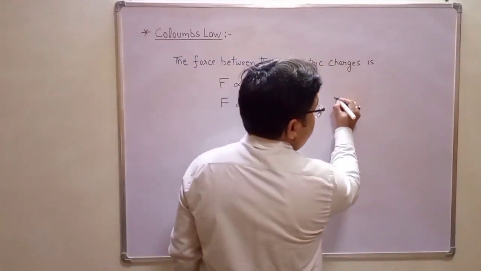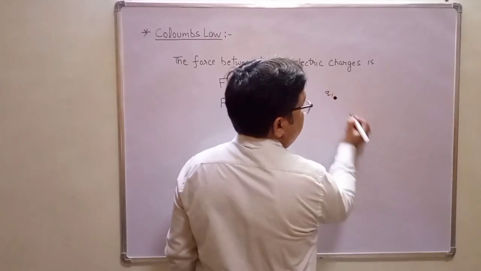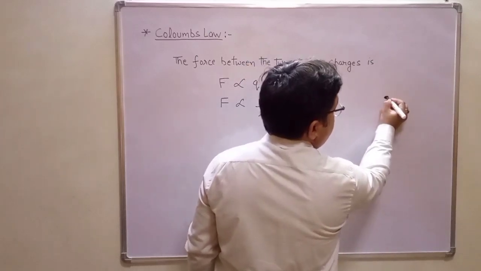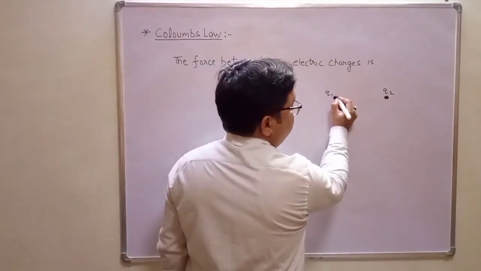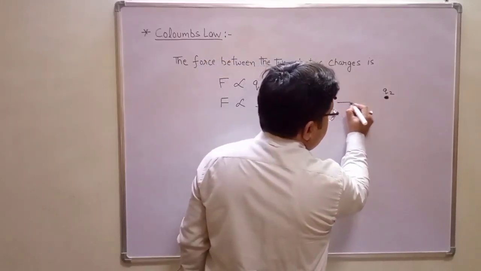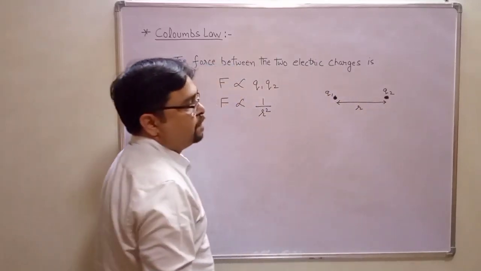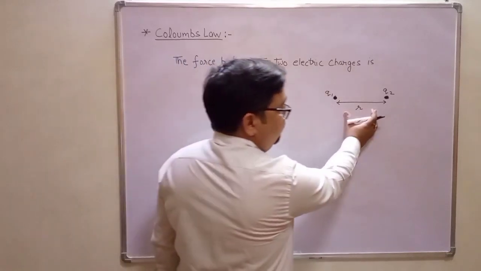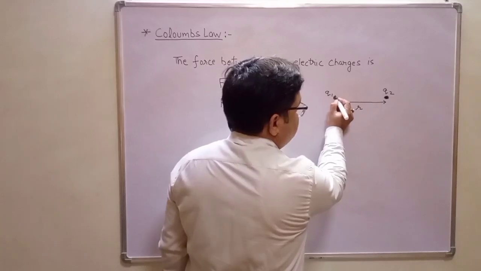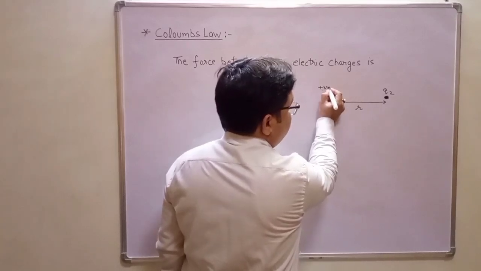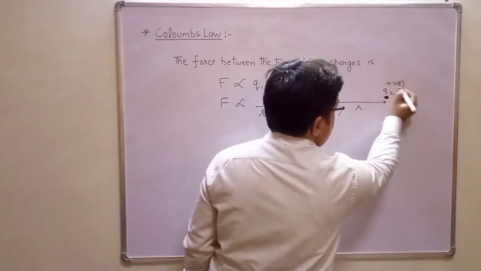So if you have two point charges, one is Q1 and another is Q2, and the distance between these two point charges is small r. There will be a force on these two charges. We will consider both charges as positive charge. Q1 is also positive and Q2 is also positive.